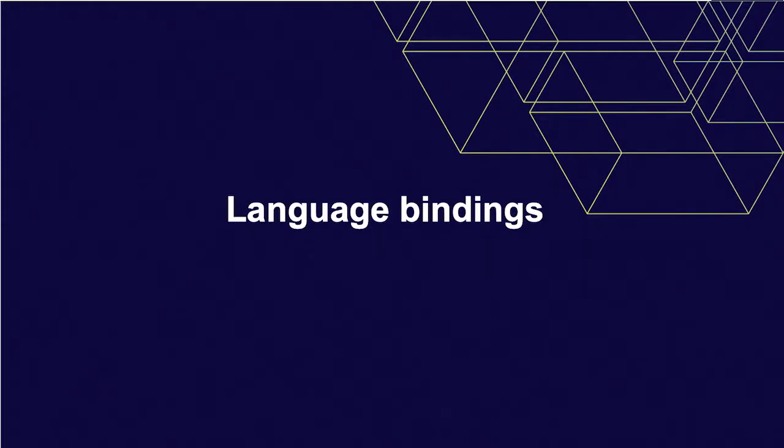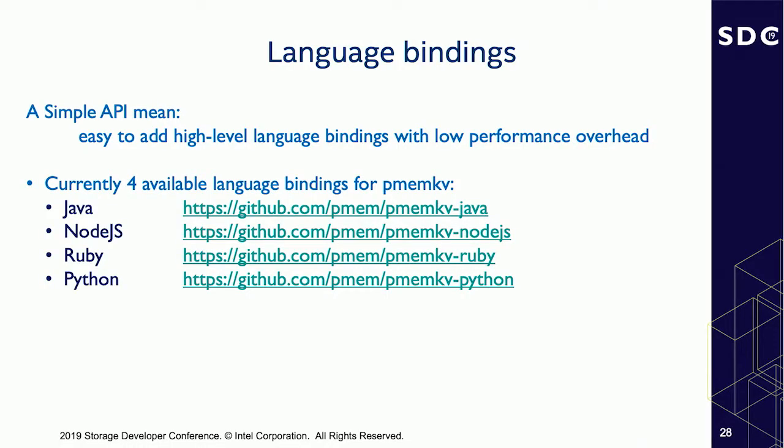All right, let's talk about the language bindings. Right now, what we have validated are these 4 languages, in addition to C and C++. I didn't even bother to put those there. But yeah, so we have C and C++, Java, Node.js, Ruby, and Python. These are all fully validated. And what we found is by keeping the API pretty simple, we could add these without a lot of overhead. They're actually pretty performant. I'm pretty happy with them.